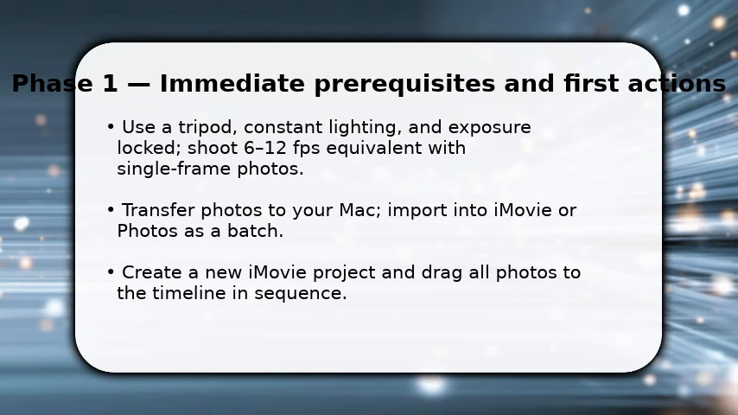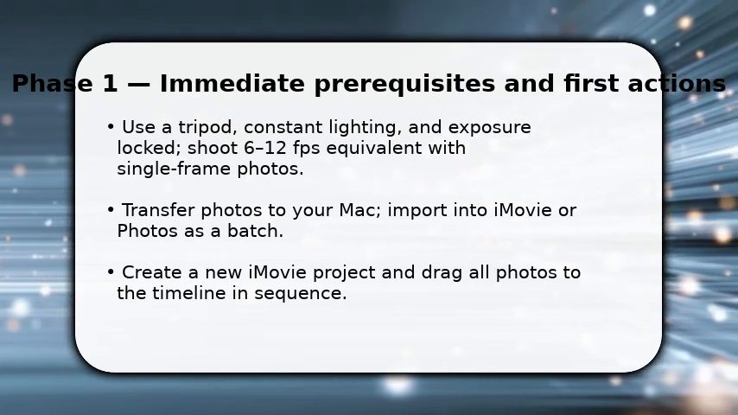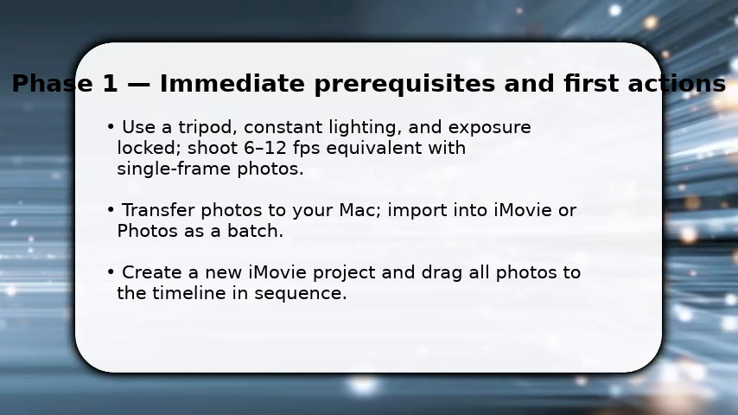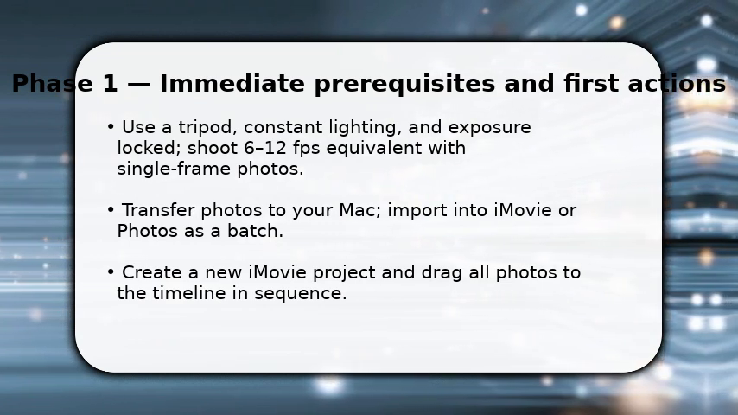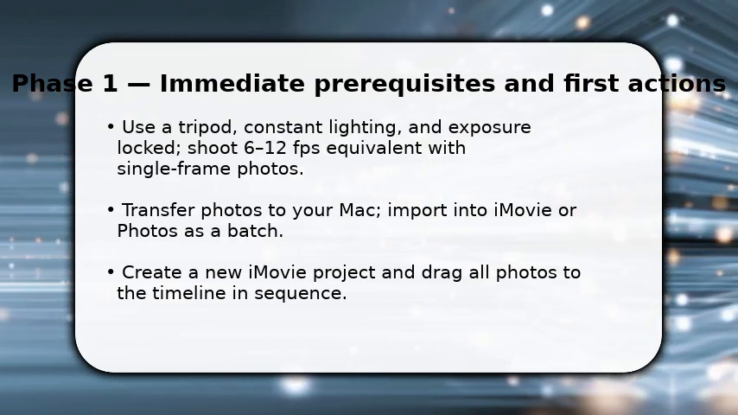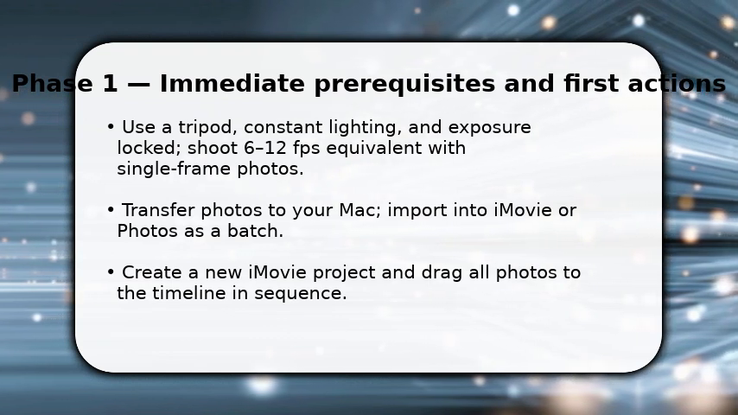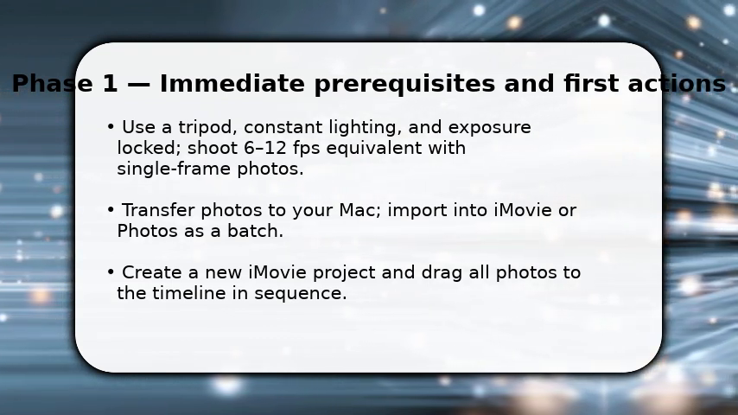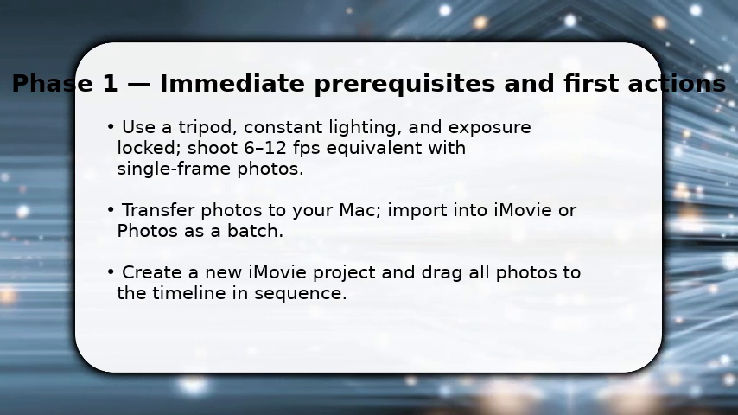You start by locking down your camera and lighting so frames match exactly. This prevents flicker and drift. Once done, transfer the entire photo sequence to your Mac and open iMovie. Make a new project and drag the photos into the timeline in order. This makes the frames contiguous.